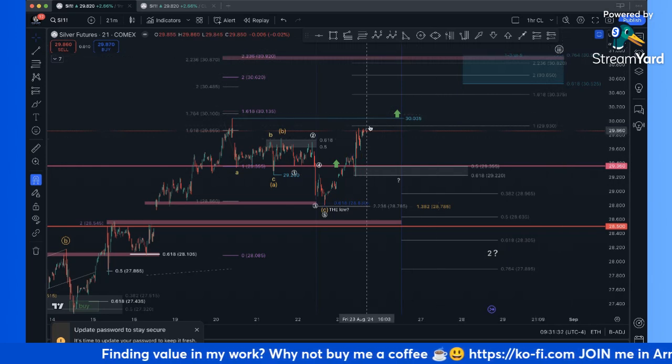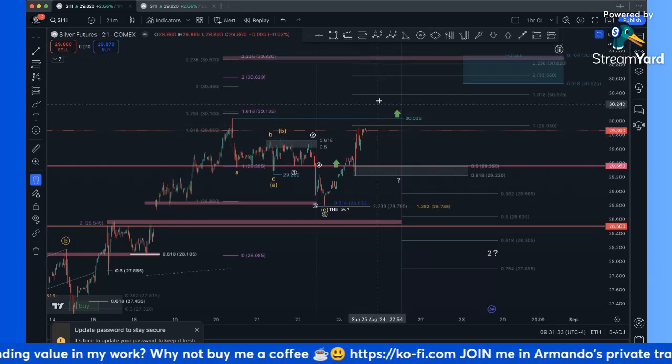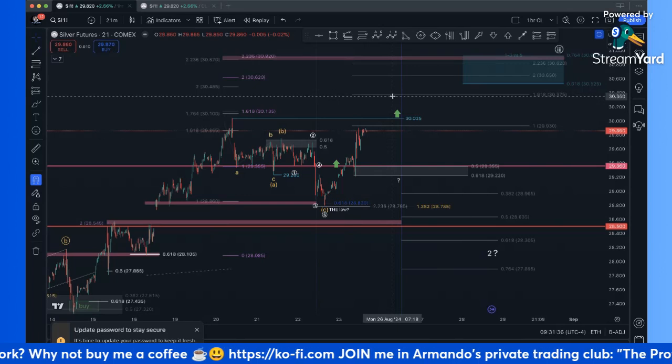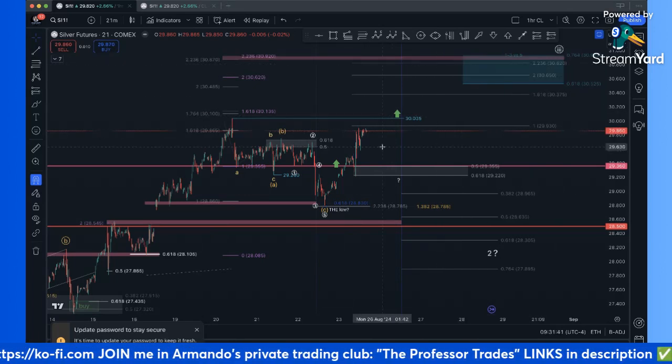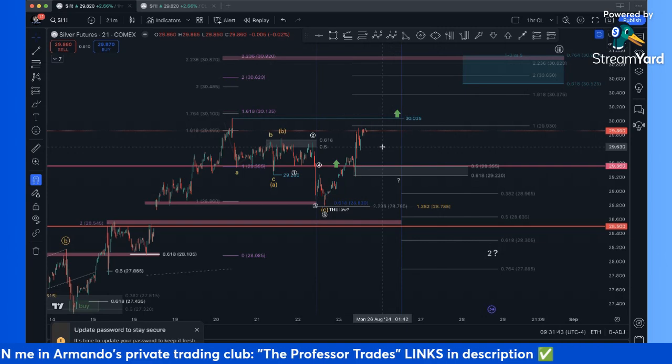If it keeps going higher, I'm going to consider this already in wave 3 of 5, with a 4 to come and then a final shove up for wave 5. So I've already given you 2 scenarios. Now look, I hope I'm not confusing you.